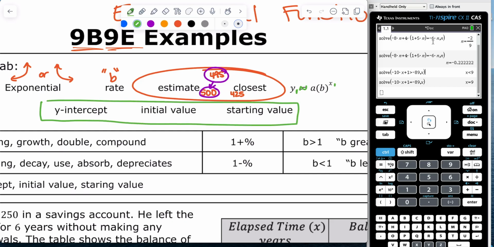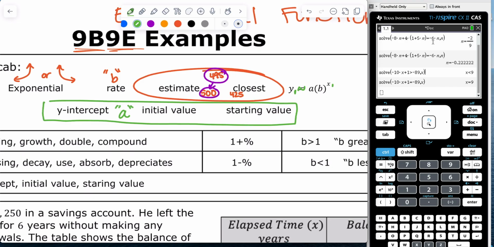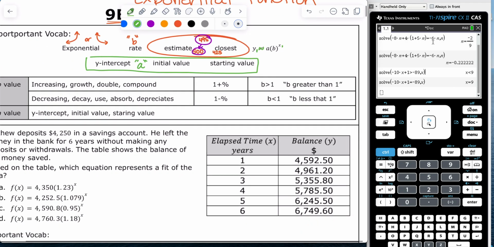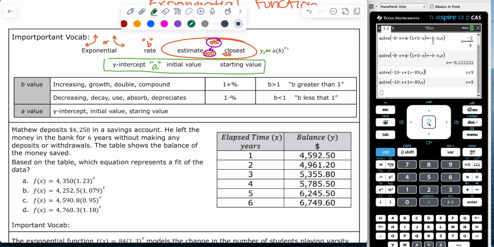And then when we look at the y-intercept, we have y-intercept, initial value, starting value. Those all mean the same thing. They mean our A value, okay? So when we look at the B value, if it's increasing, growth, double, compound, you are doing 1+%. If it is decreasing, decay, use, absorb, depreciate, 1-%. Then you have y-intercept, initial value, starting value. That is going to be your A value.